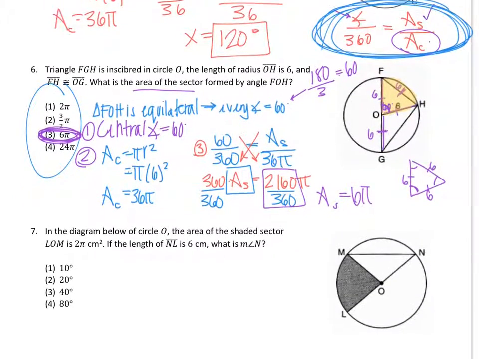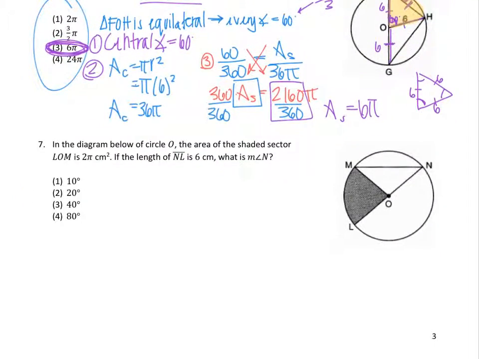And the next question, the last one before you get to practice on your own, says that we have circle O in the diagram below, and the area of the shaded sector, LOM, is 2 pi. Again, if you can try to get this written in there, that would be helpful. The length of NL is 6 centimeters. What is the measure of angle N? So I'm going to just put a double arc mark there. That's what we need eventually.